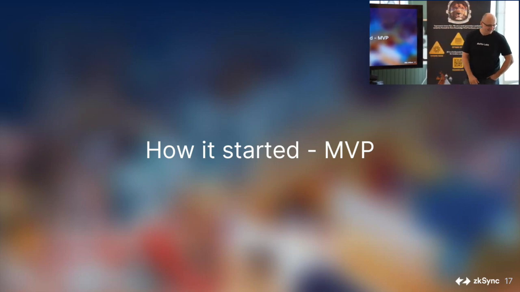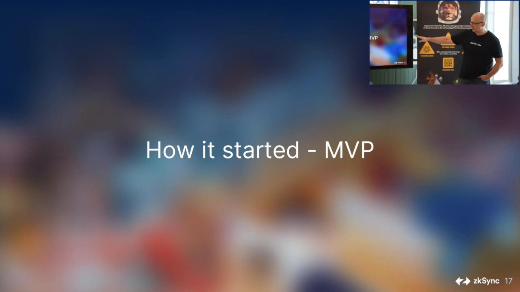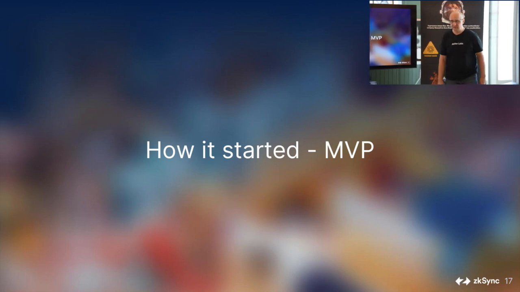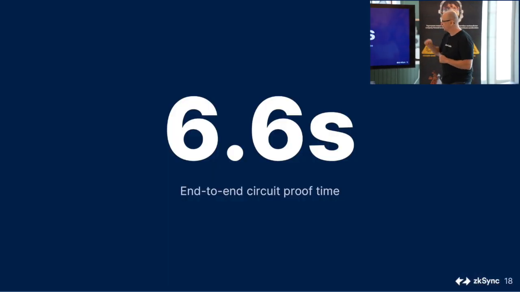Okay, so how it started. This was the minimum viable product. This was basically the first version we had that was able to produce a correct result, a correct proof. And now I am going to show you some profiler outputs. The performance.